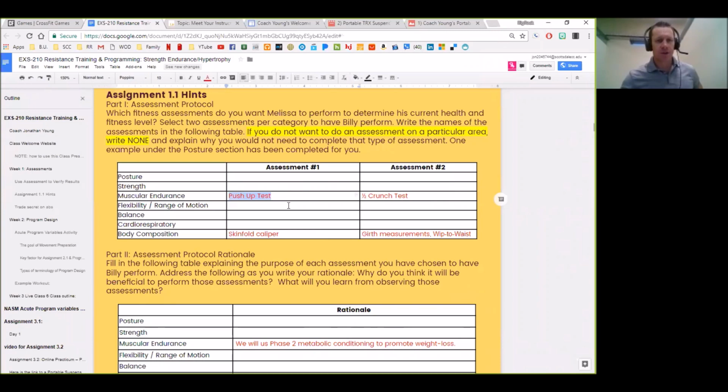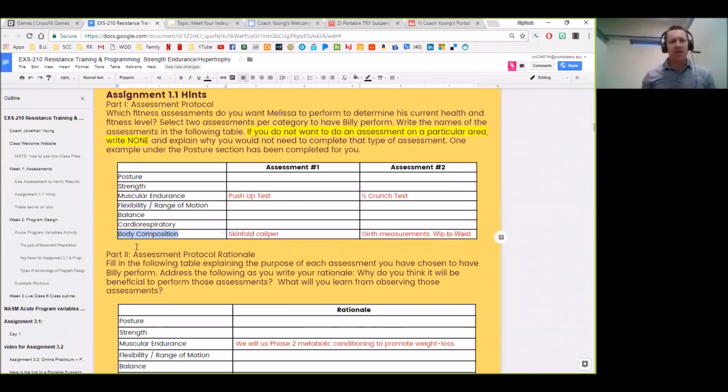Seeing this stuff here in the Google Doc, we've got a half crunch test, skin fold caliper. One thing that I want to clarify: people don't know what body composition is. Body composition is about losing fat. It's a comparison of your lean mass to your fat mass. So we're trying to lose fat.